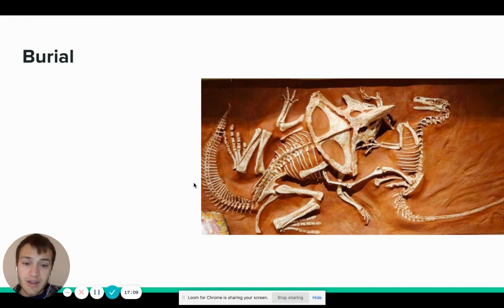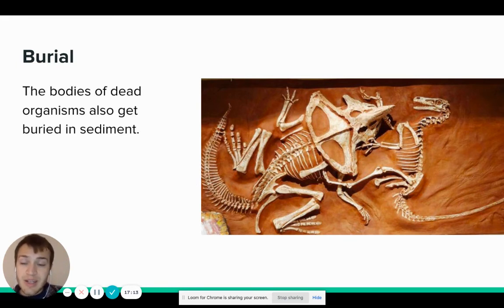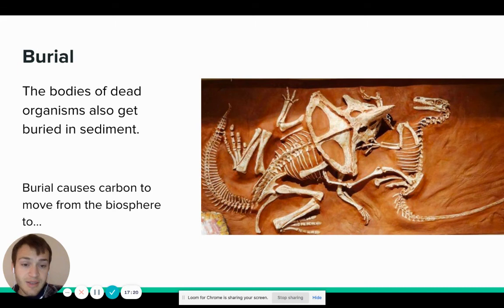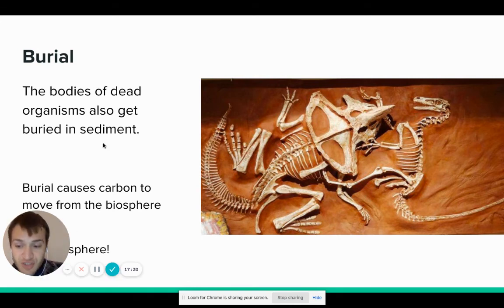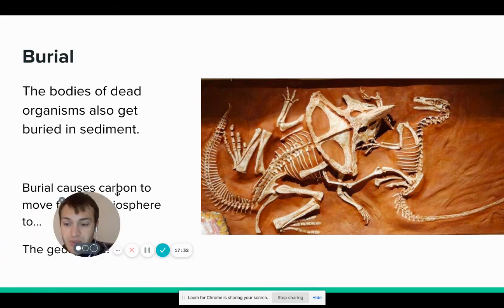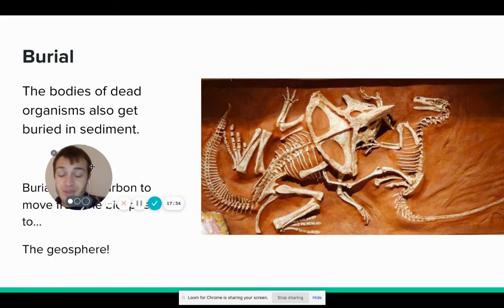The other way that carbon can leave dead bodies is through burial. So the bodies of dead organisms sometimes get buried in sediment, like these two dinosaurs. When that happens, the carbon in their bodies goes into the rock. It becomes rock. So burial causes carbon to move from the biosphere to the geosphere. There we go, to the geosphere.